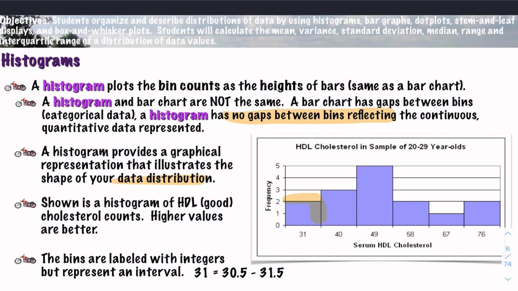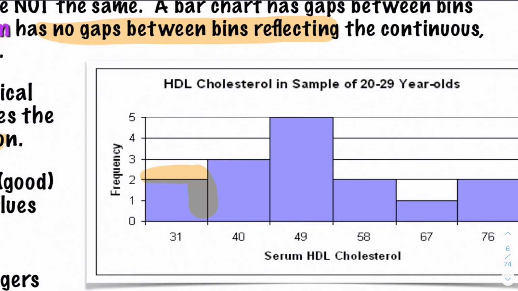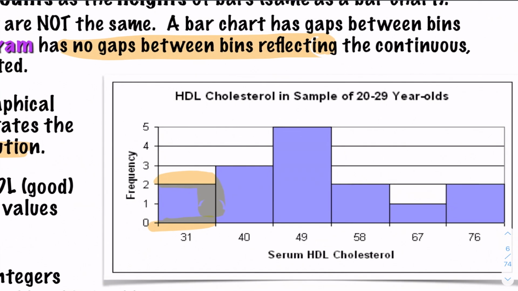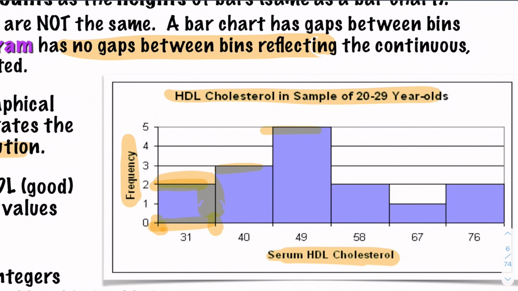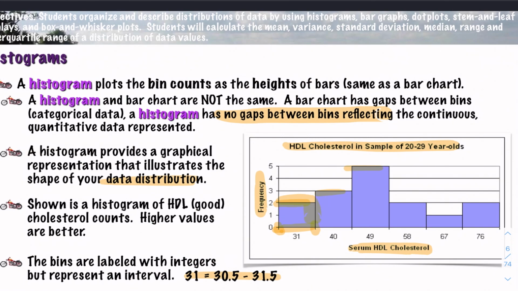If we look to the graph on the right, we're shown a histogram of HDL, which is your good cholesterol counts. The higher values are the better ones. If you look, the bins are labeled with integers, but represent an interval because we have ranges of values. So this 31 represents not just 31, but numbers from 30 and a half to 31 and a half. And then the vertical axis shows our counts of the number of measurements we had with 20 to 29-year-olds with HDL cholesterols. Now notice, we still have a title at the top. We have our axes labeled in terms of frequency and what the variable is in this case. Always label your graphs.